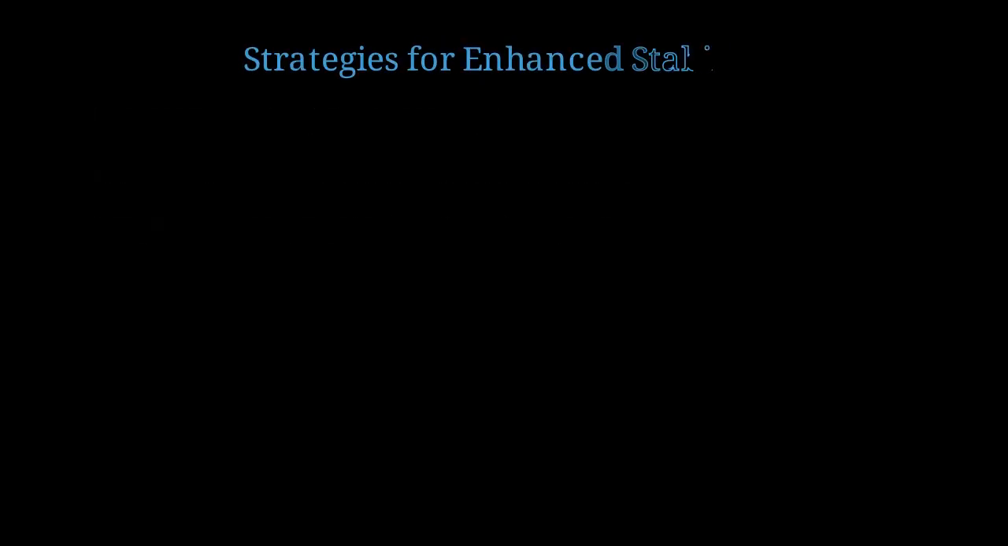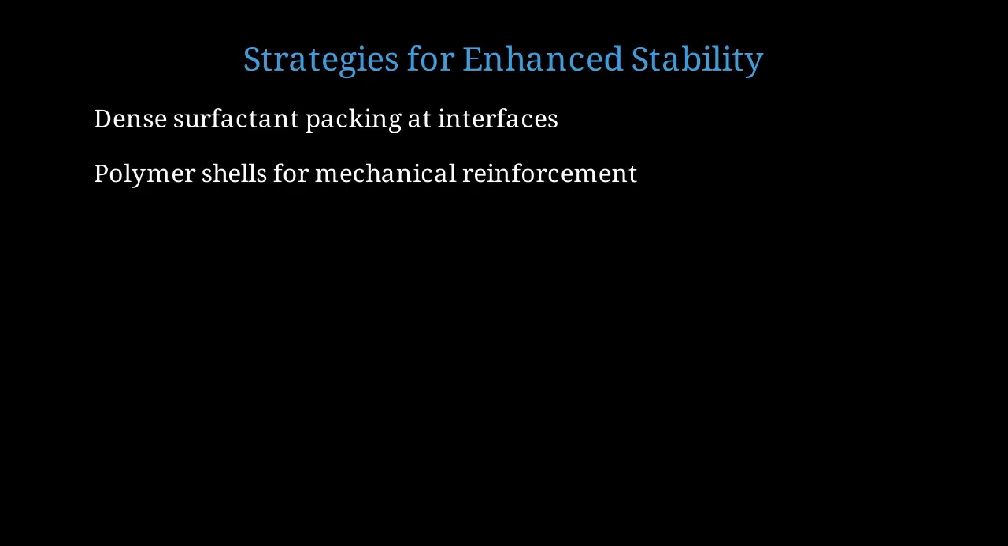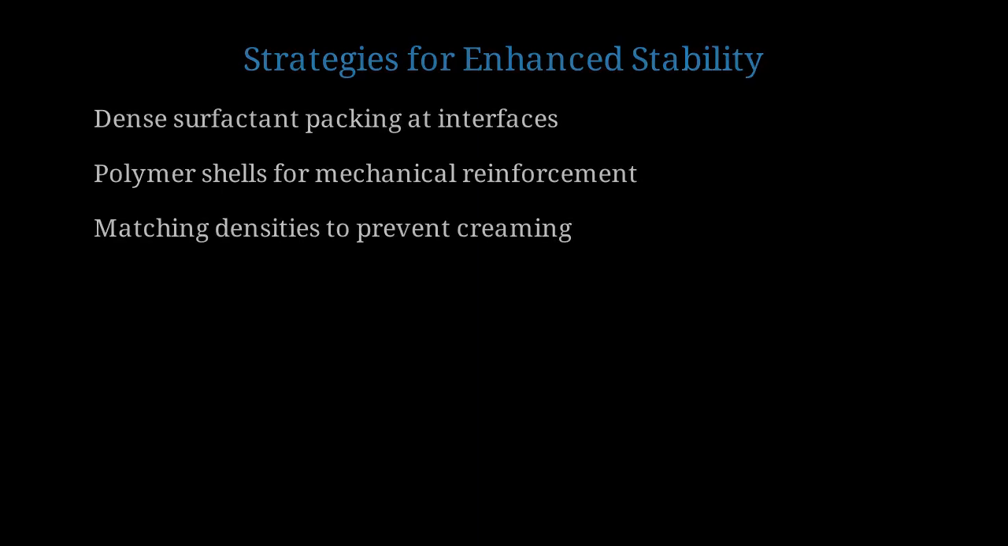How do we combat these instabilities? Using high surfactant concentrations creates dense packing at interfaces, providing electrostatic and steric barriers against coalescence. Adding polymers that form gel-like shells provides mechanical reinforcement, creating a solid-like barrier that dramatically improves stability. Carefully matching the density of the droplet to the continuous phase prevents gravitational separation. This requires tuning the oil and aqueous phase compositions.